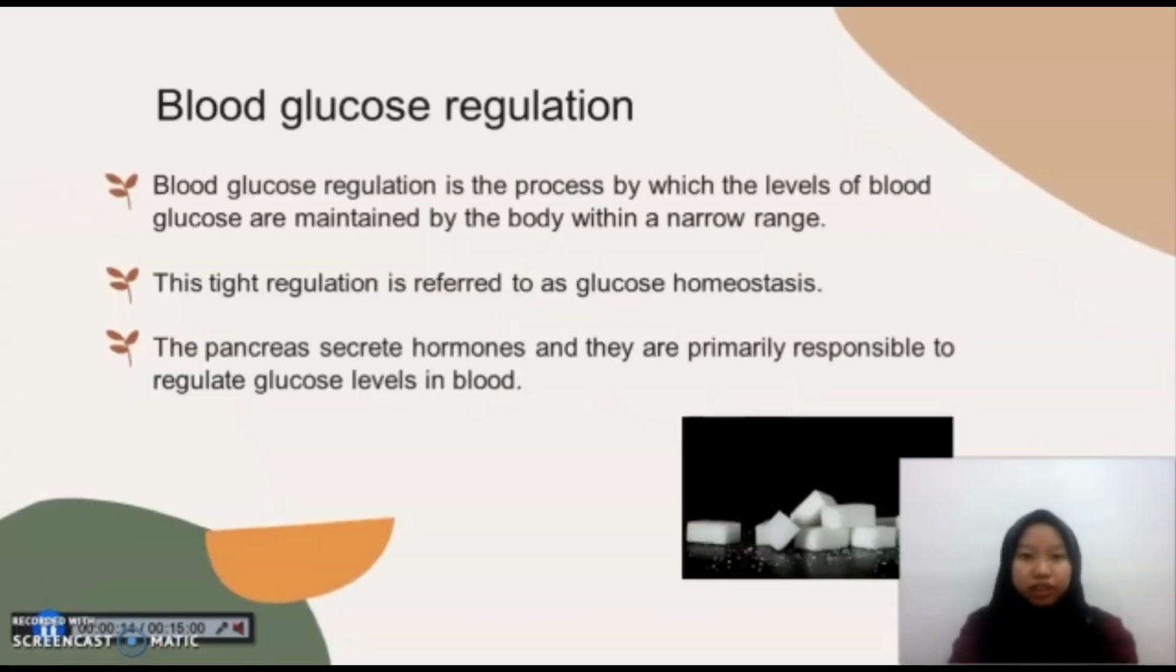Blood glucose regulation is the process by which the level of blood glucose is maintained by the body within a narrow range. This regulation is referred to as glucose homeostasis. The pancreas secretes hormones that are primarily responsible for regulating glucose levels in the blood. The hormones are insulin and glucagon. When blood glucose is too high, the pancreas secretes more insulin. When blood glucose levels drop, the pancreas releases glucagon to raise them. This balance helps provide sufficient energy to the cells while preventing the nerve damage that can result from consistently high levels of blood glucose.